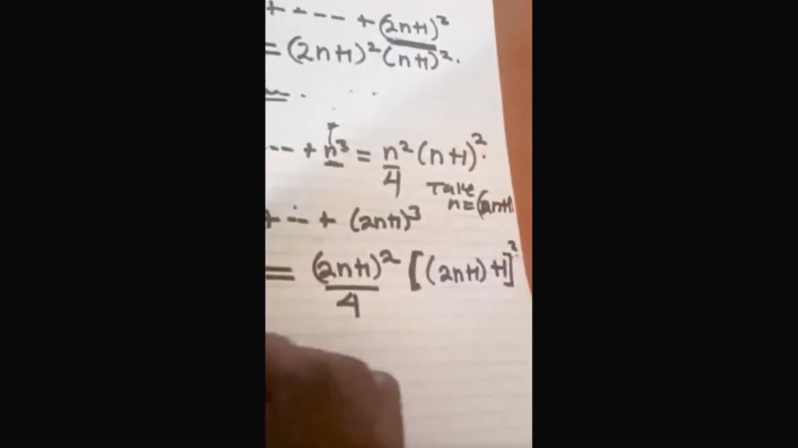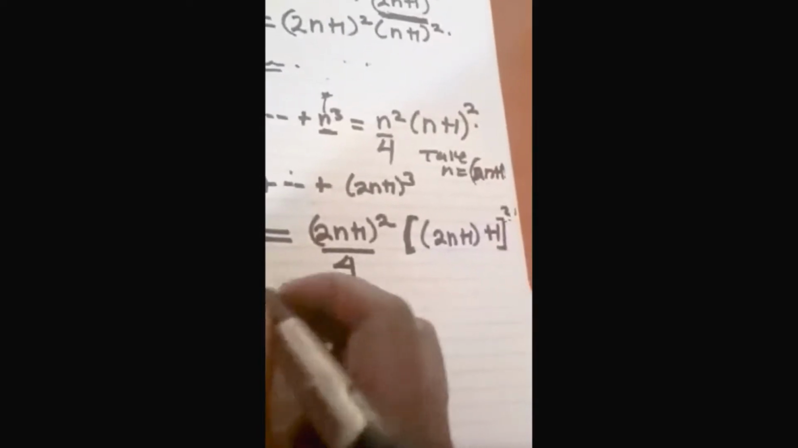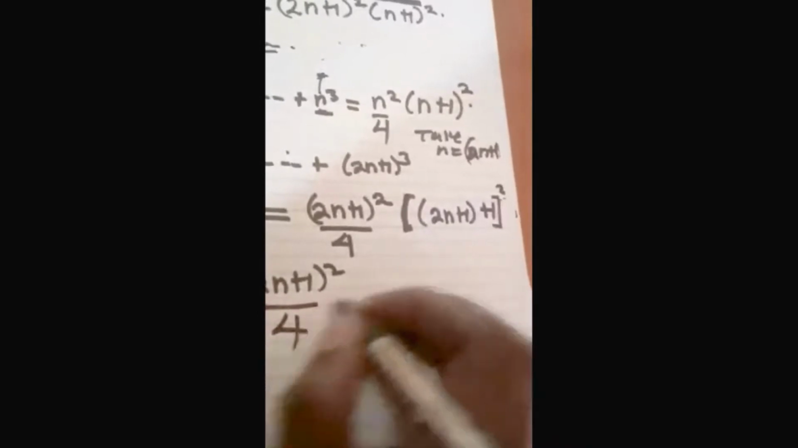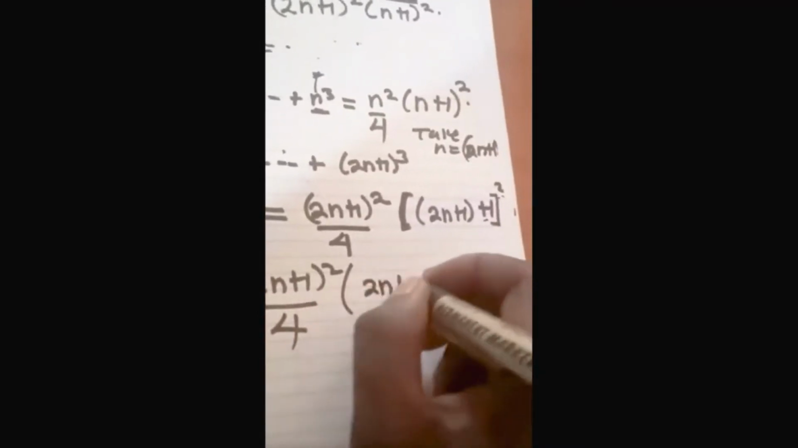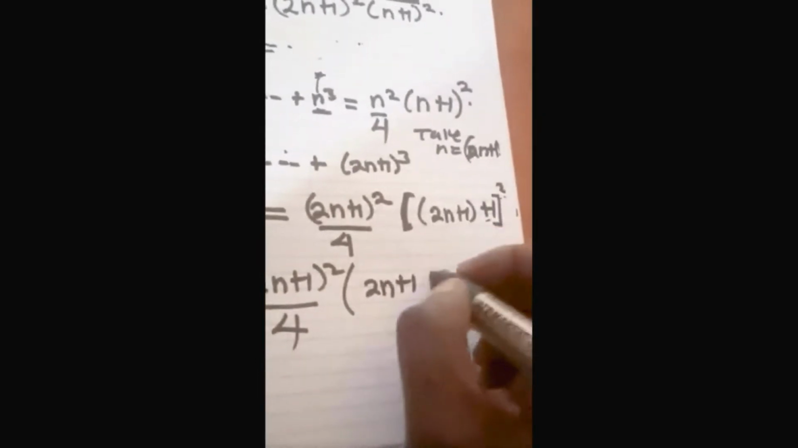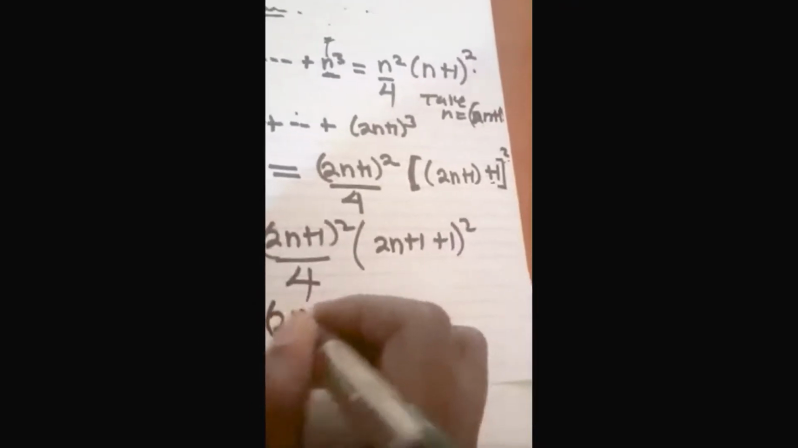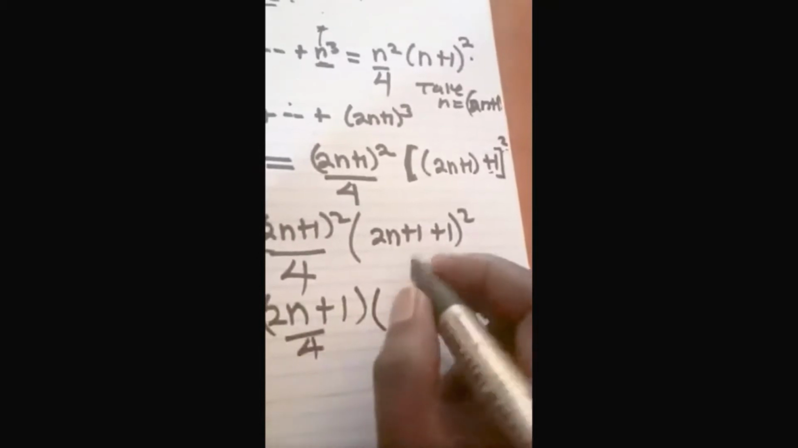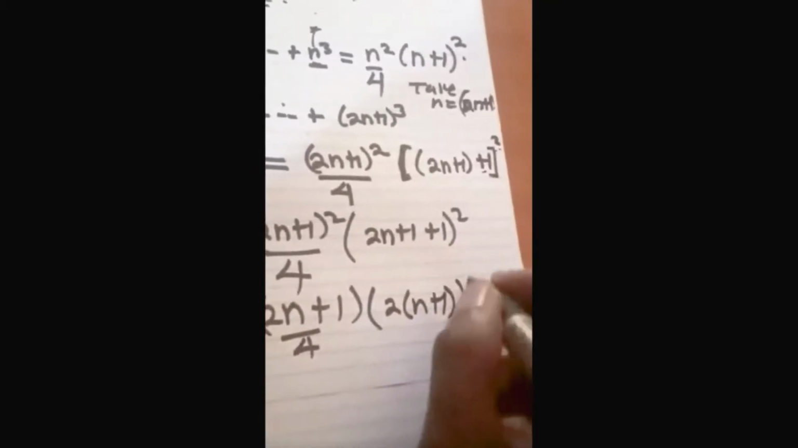So this one here equals what? This is 2n plus 1 squared over 4 into this guy here will be 2n plus 1 then plus 1 squared. This guy here will be 2n plus 1 over 4 into 2 into n plus 1 squared.